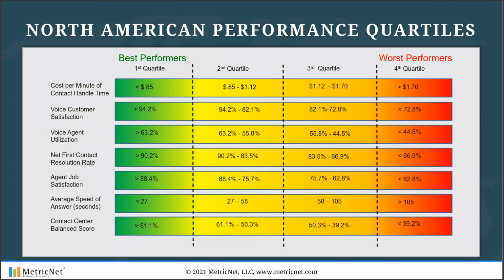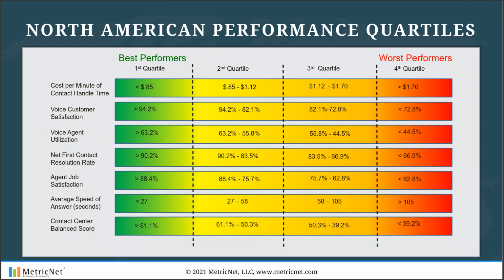I've organized each of these bars into quartiles. So to be in the top quartile on cost per minute of handle time, you got to be below 85 cents per minute of handle time. To be in the top quartile on voice customer satisfaction, you got to be above 94.2%. Top quartile utilization is above 63.2%, and so on.